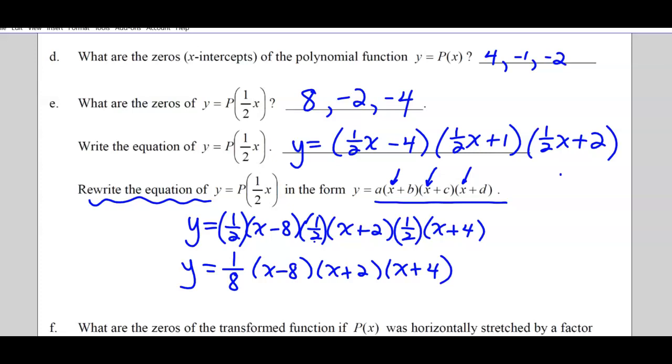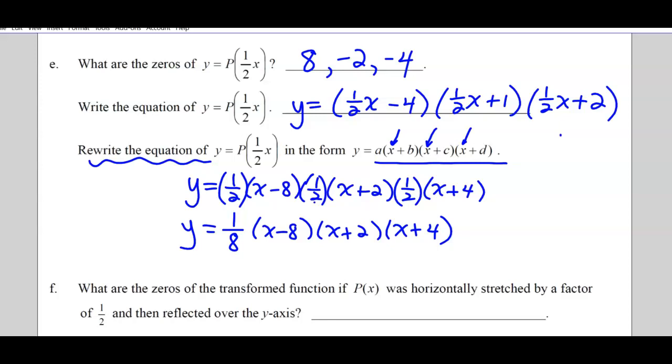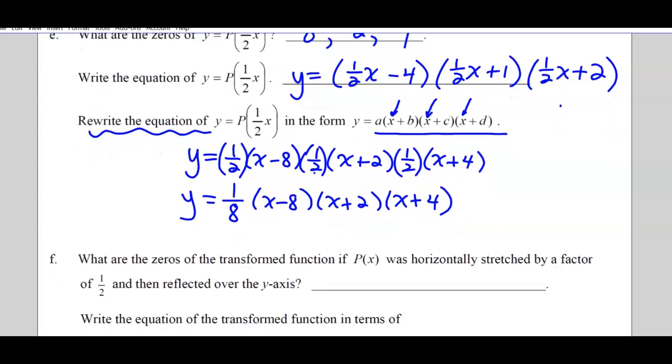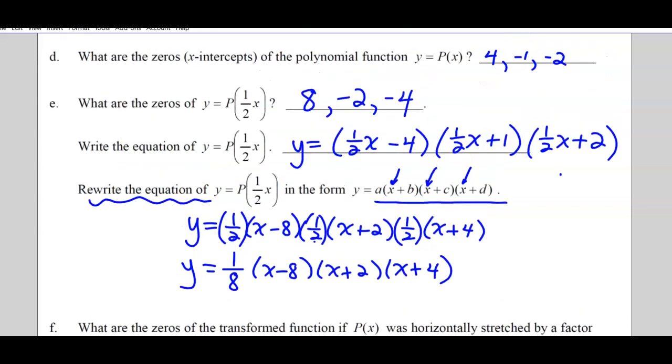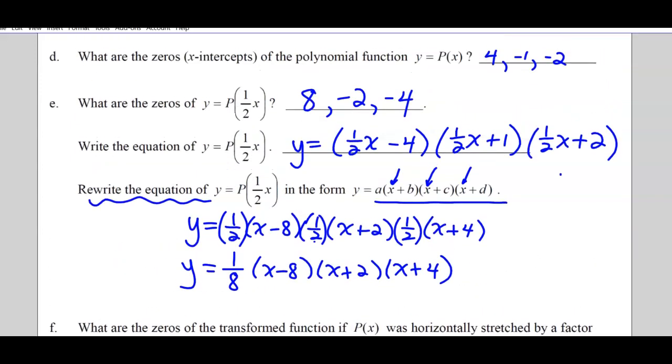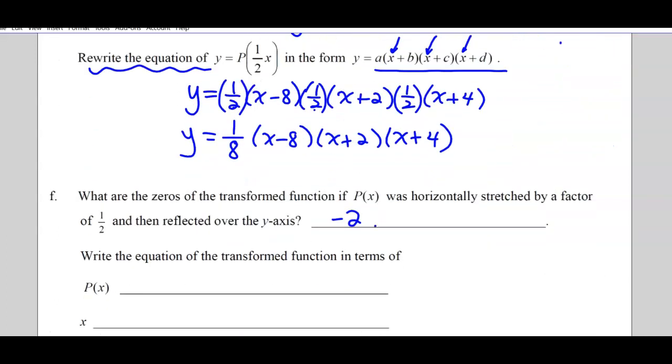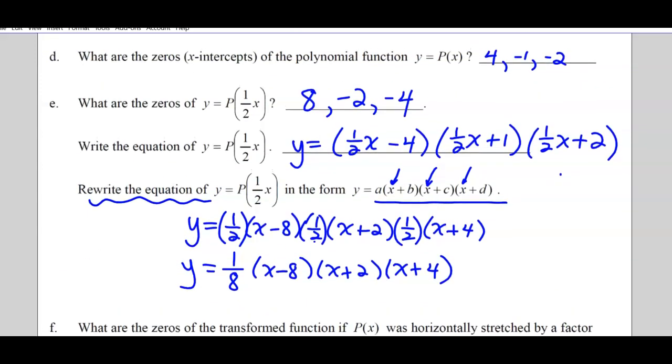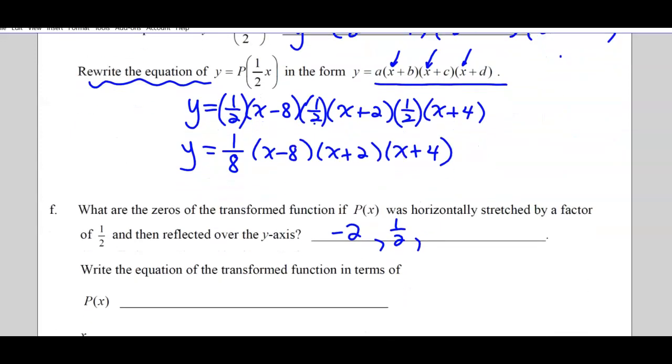Oh, yours is a little bit different, right? No, they're good. Sometimes our notebook files haven't been updated to the notes, but this is the same. So here we want to horizontally stretch by half. That means we multiply each of those by half and then reflect over the y-axis so they change sign. Half of 4 is 2, change the sign is -2. Half of -1 is -1/2, change the sign is +1/2. Half of -2 is -1, change the sign is +1.